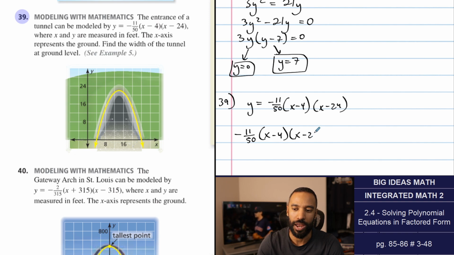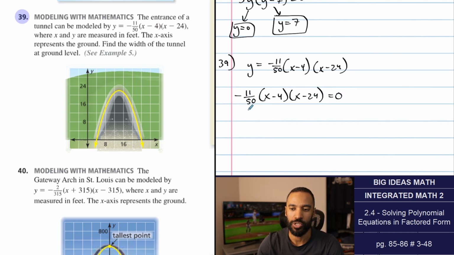When it comes to the zero product property, we're once again saying if this times this times this equals 0, either this equals 0, which is impossible, so I can just ignore it (or multiply both sides by negative 50 over 11), or x minus 4 equals 0, so x equals 4, or x minus 24 equals 0, so x equals 24.